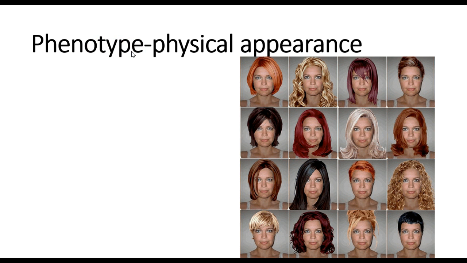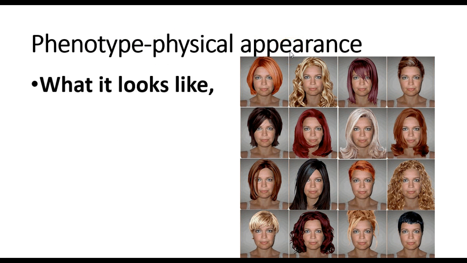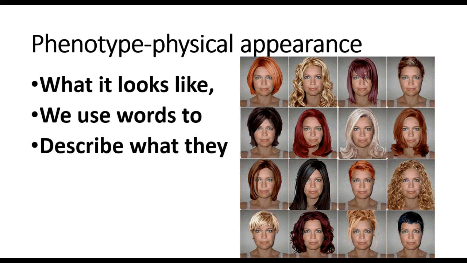Phenotype is equal to your physical appearance. It's what you look like. So your physical appearance, what we can see. I can see your hair color. I can see your eye color. I can see how tall you are. I can see how long your arms are, if your earlobes are attached or unattached. I can see those things. And when we look at it in science, a lot of times we use words to describe what something looks like. And when we do that, we're describing the phenotype of an individual.